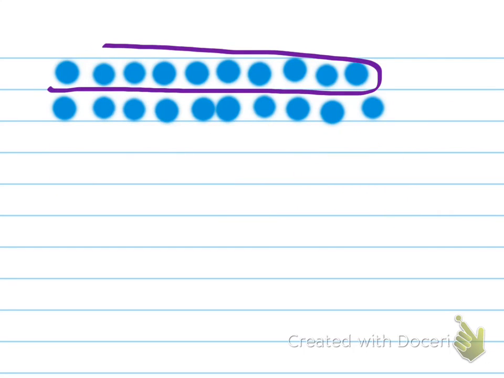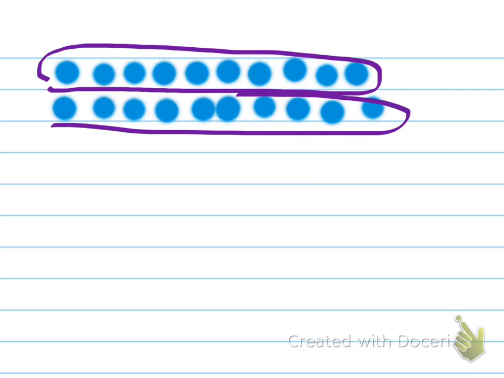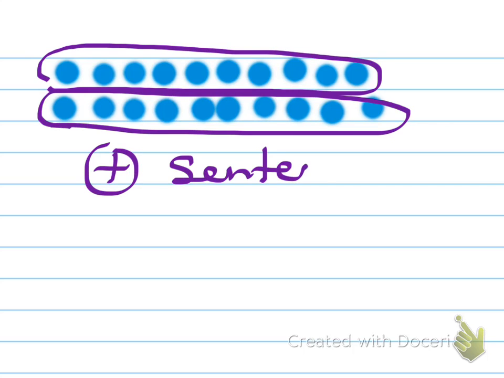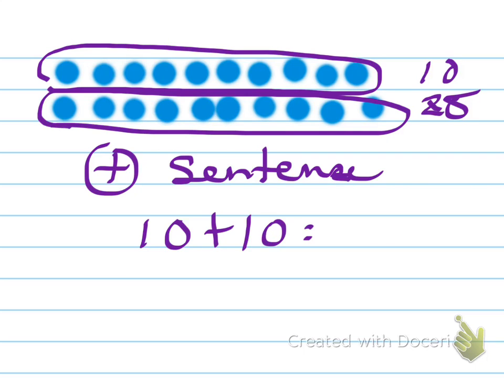Now when I look at this array, I see a group of 10 and another group of 10. So my addition sentence would be just plain old 10 plus 10 equals, well, skip counting would again help us. I'm sure you already know the answer, but you would skip count from 10 to 20. So our answer there is 20, obviously.